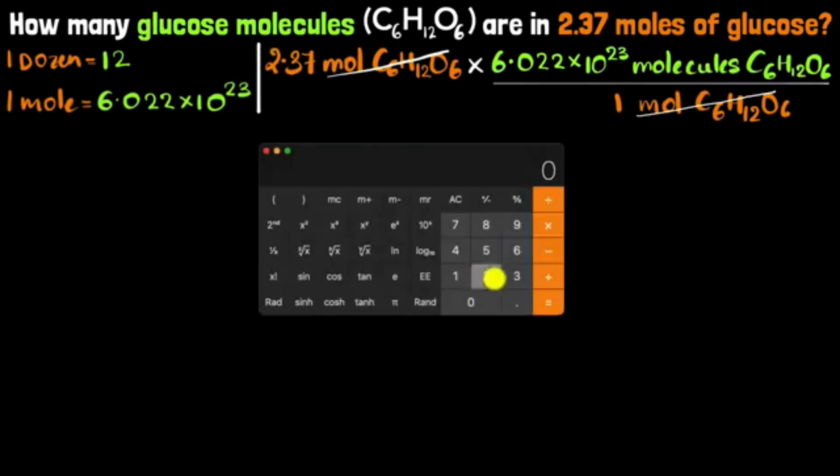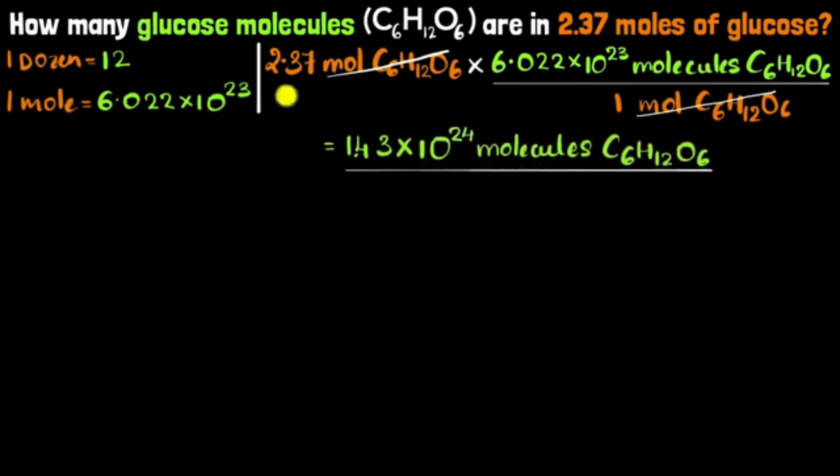So 2.37 times 6.022 times 10 to the 23. And the way you input that is you use this EE, okay? Not this one, 10 to the 23. So you put 23 and that's it. So equals 1.427, which I can round off to 3 significant figures because there are 3 significant figures here. So 1.43 times 10 to the 24. Don't forget this, okay? So 1.43 times 10 to the 24.